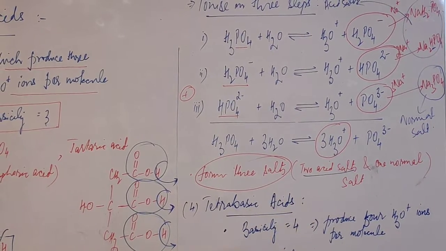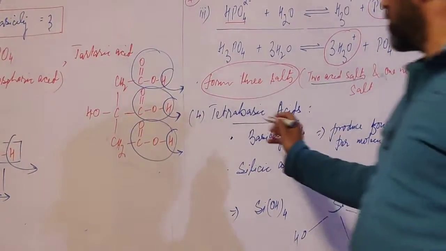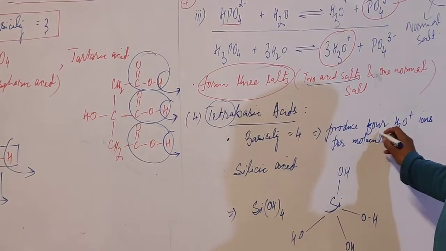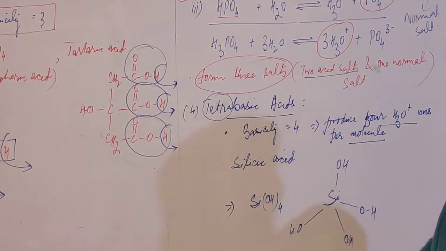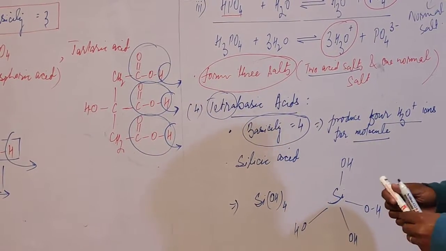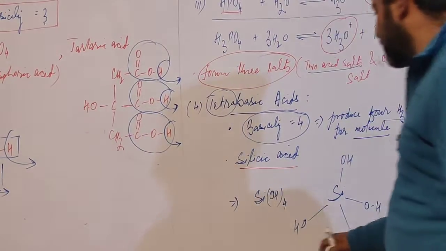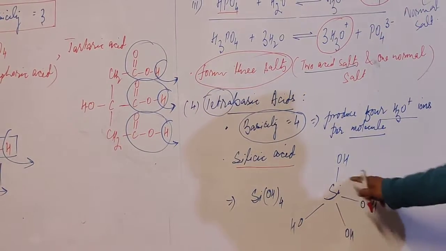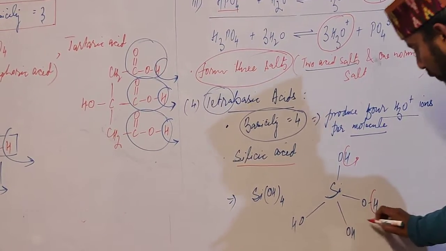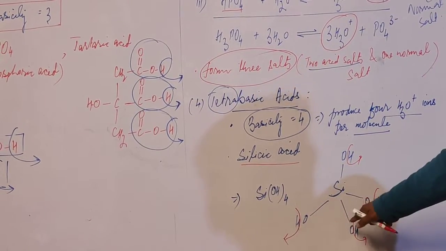Now students, the next type of acids are tetrabasic acids. Tetra means 4. So these are acids which produce 4 hydronium ions per molecule upon ionization in aqueous medium, which means these have basicity 4. The most common example of tetrabasic acids is silicic acid, that is Si(OH)4. So here silicon is attached to 4 OH groups, and from these 4 OH groups, these 4 hydrogens undergo ionization, so it has basicity 4.